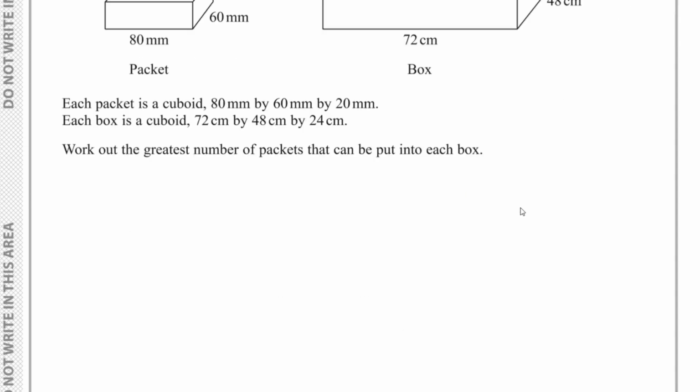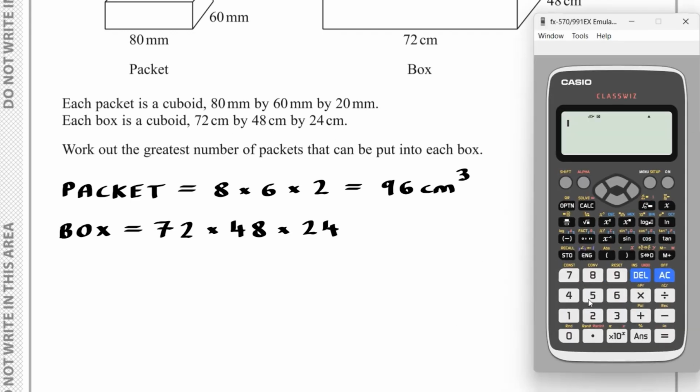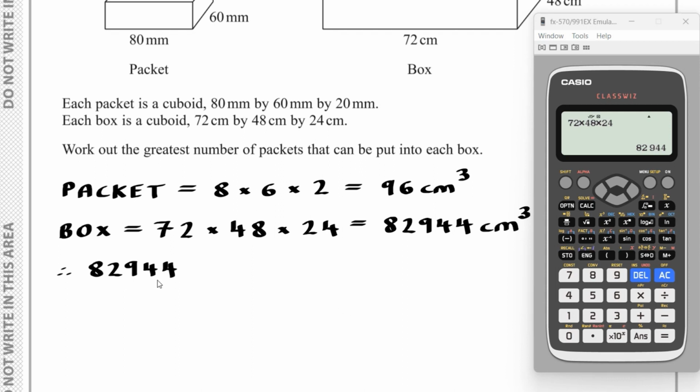So the volume of the packet: we've got 80 millimeters, which is 8 centimeters, multiplied by 60 millimeters, which is 6 centimeters, multiplied by 20 millimeters, which is 2 centimeters. Working this out, we get 96 centimeters cubed. The volume of the box, we've got 72 multiplied by 48 multiplied by 24. It turns out we get 82,944 centimeters cubed. So therefore, 82,944 divided by 96 will get us 864. So the greatest number of packets that can be put into each box is 864.